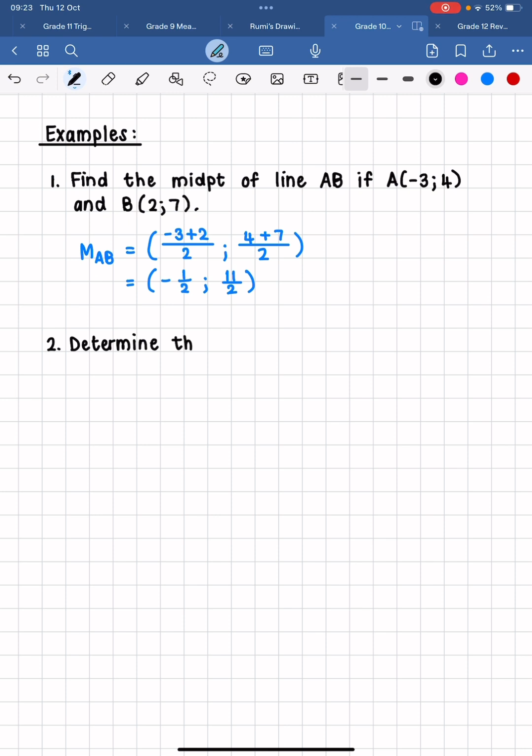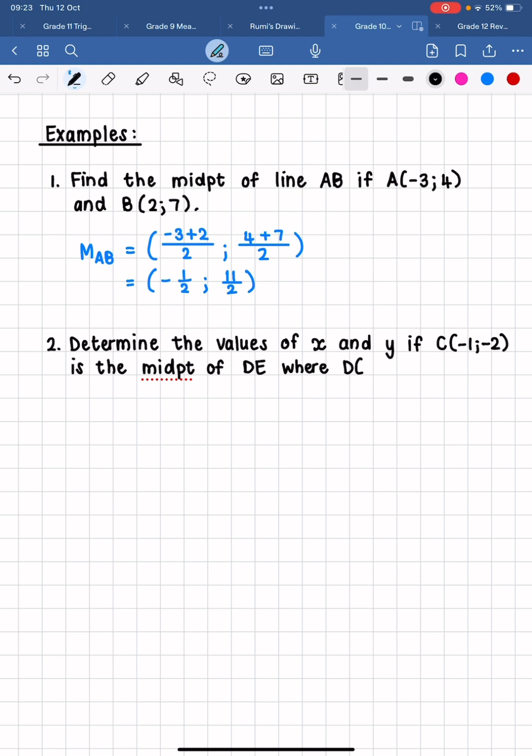Determine the values of x and y if C, which is (-1, -2), is the midpoint of DE, where D is (-3, -4), and then they're also giving us the coordinates of E.